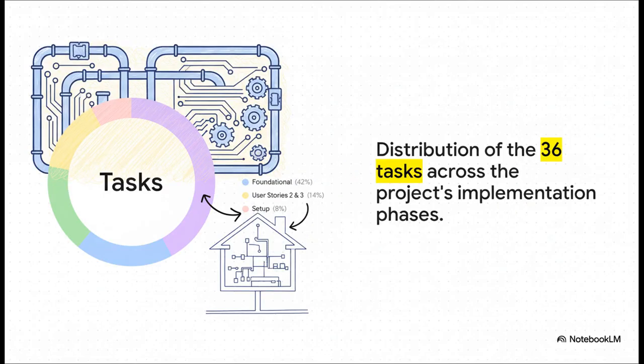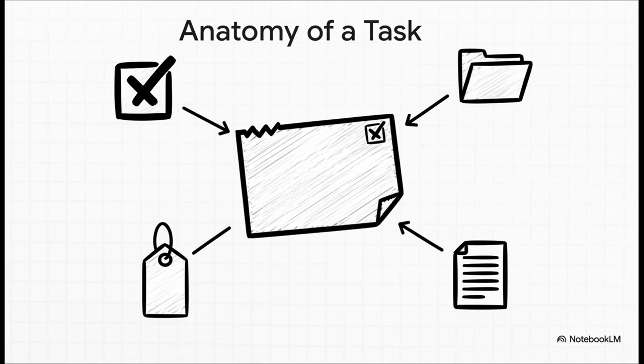And if you look at how these tasks are broken down, you can really see the logic at play. A huge chunk of the work, look at that, 15 out of the 36 tasks, is dedicated to foundational stuff. Think of this as the plumbing and the wiring of the house. You have to get that stuff perfect before you can even think about adding a user feature, like adding a new task.